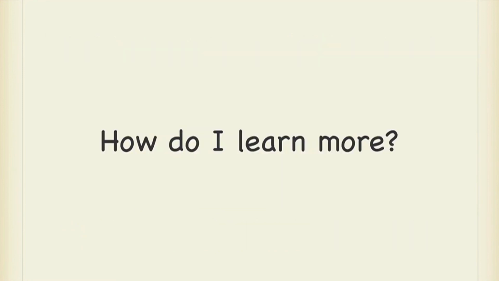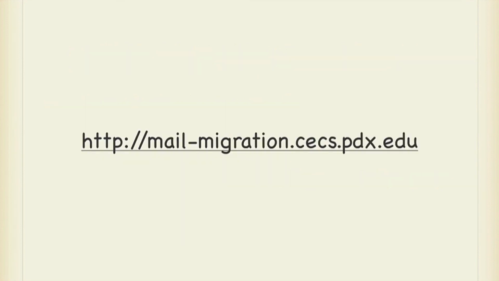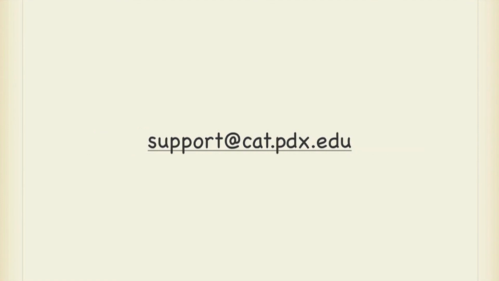To learn more about this process, visit our mail migration website. It is at mail-migration.cecs.pdx.edu. It includes how-to documents for details, background information, and a bunch of frequently asked questions. This site will keep getting updated as we learn more about this process. So remember that URL, mail-migration.cecs.pdx.edu. And if you have any questions, please send email to support@cat.pdx.edu.